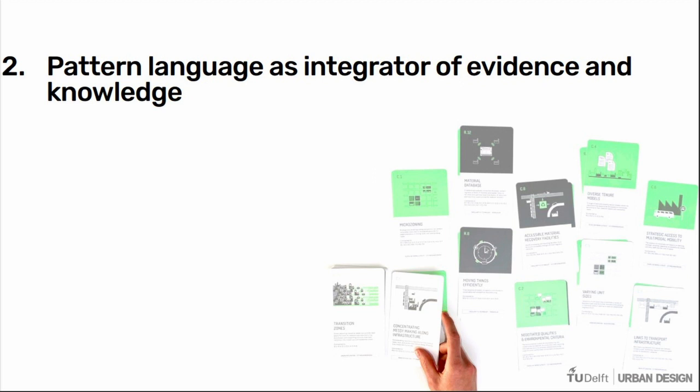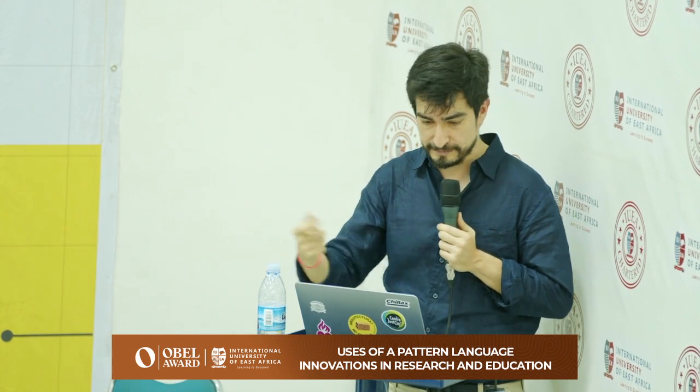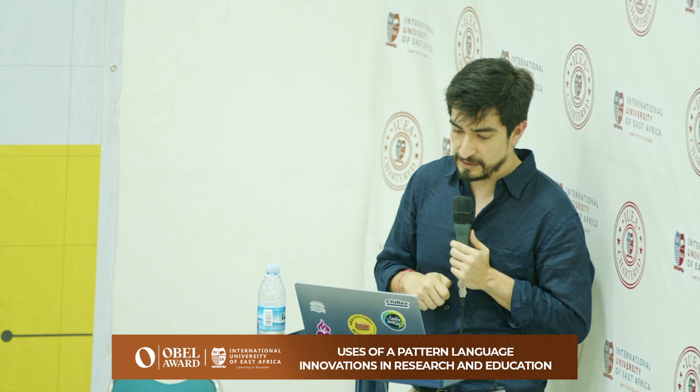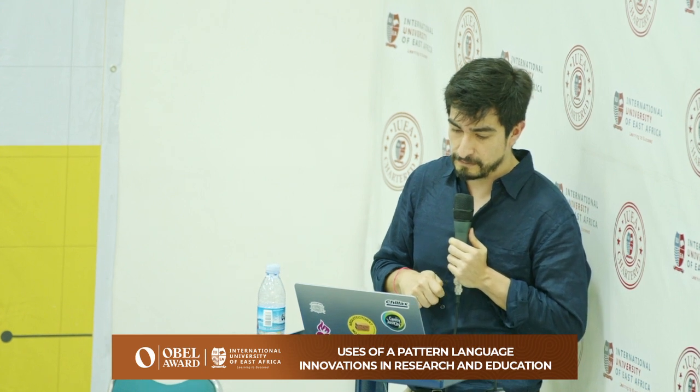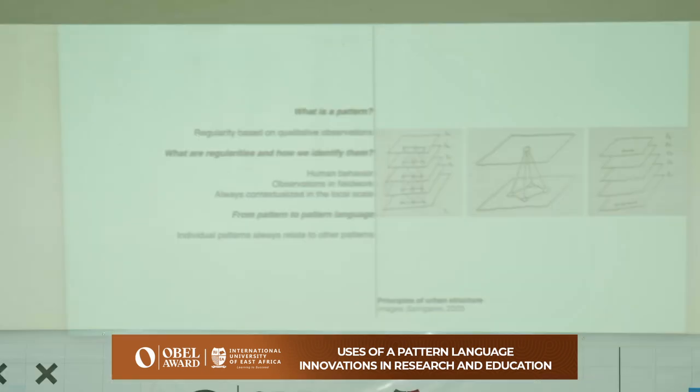So it could be that one pattern contains another pattern, so that it's nested in it. It could be that two patterns are complementary, so one needs the other to perform correctly. It could be that patterns solve different problems, but they coexist in the same spatial condition. So there's some synergy, but at the same time they address different questions. It could be that two patterns solve the same problem in a different way. So it's about design alternatives.